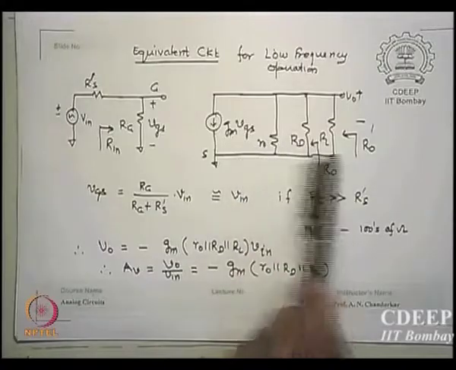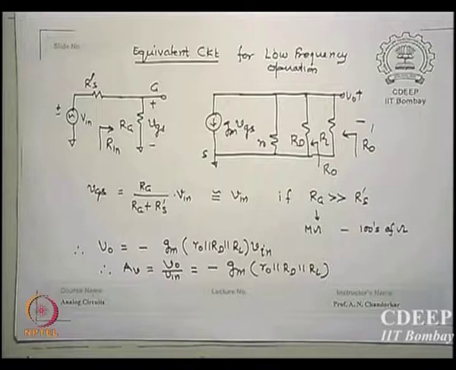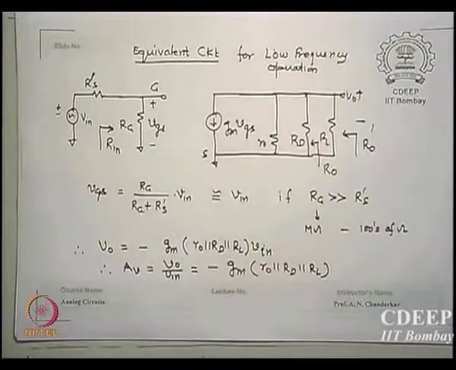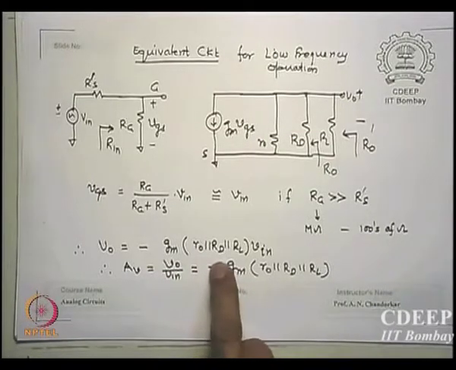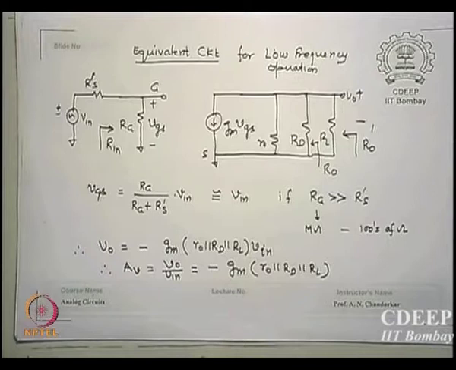So this is R0. All these resistances look to be in parallel. R0, RD, RL, everyone is across the same node. So Gm times R0 parallel RD parallel RL into Vin is the output, and V0 by Vin is the voltage gain, which is minus Gm times R0 parallel RD parallel RL.